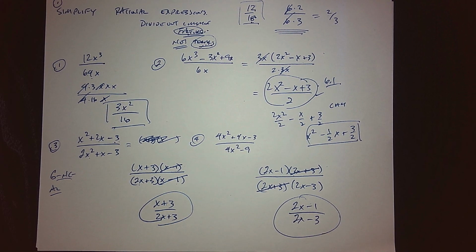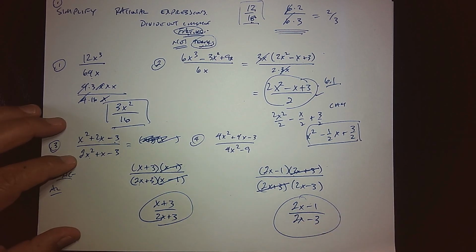So that is how we simplify rational expressions. You begin by factoring the top, factoring the bottom, and then you divide out your common factors, and that's it. All right, so more tougher examples coming up in the next video.